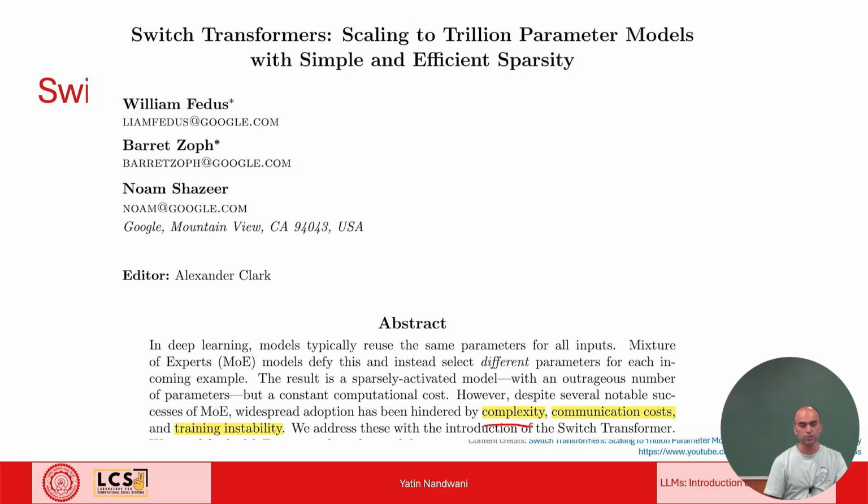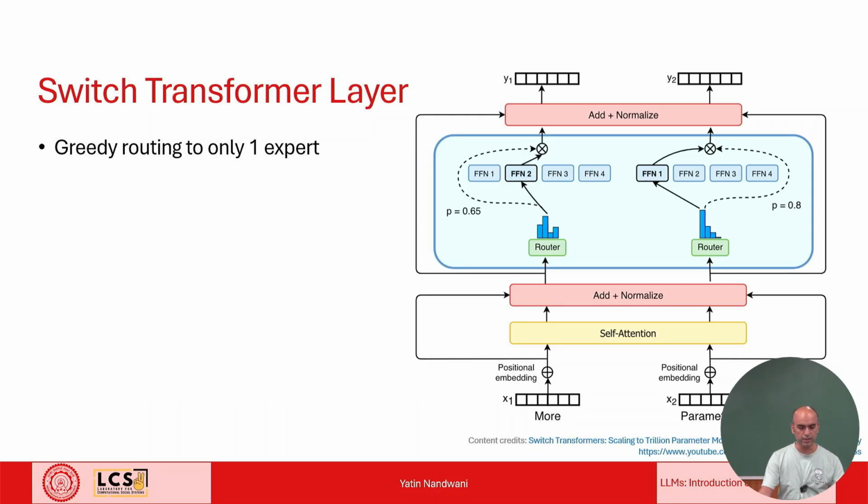Complexity, they're trying to reduce the complexity of MoEs. They want to reduce the communication cost. We will see what it means. And they want to address the training instability of the MoEs, right? So what is the idea behind the switch transformer? What is the definition of the switch transformer? They define it as a mixture of experts layer which routes only to a single expert instead of 2 experts, right? So greedy routing to only one expert. That is the definition, right?